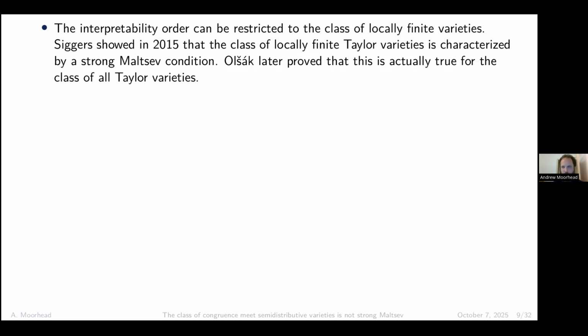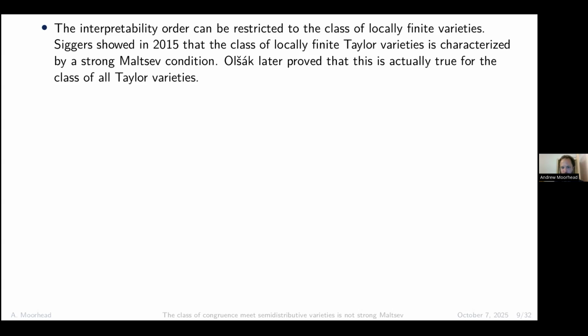So what this means is that if you have a finite Taylor algebra, then it has to actually have a term operation that satisfies a specific package of 6-ary, or it was later discovered 4-ary identities that have to hold. And amazingly, Barto-Opršal-Pinsker proved that the class of all Taylor varieties is definable with a strong Maltsev condition, which is now called an Olšák term.